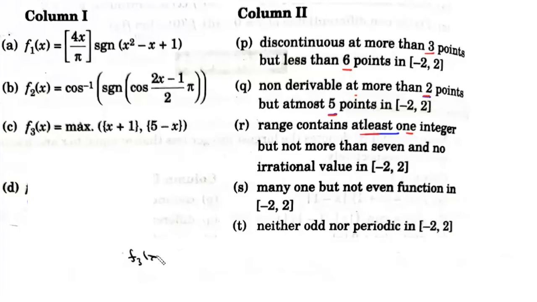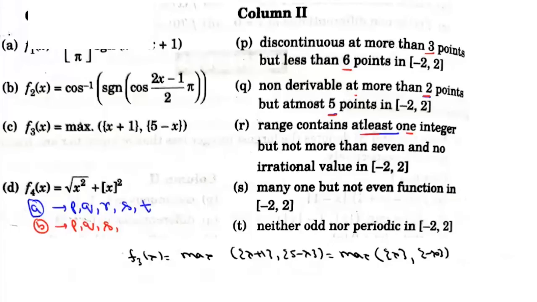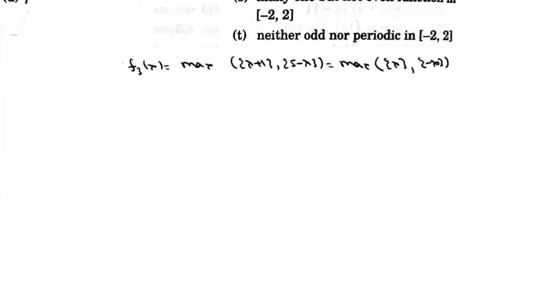Now, f3x is maximum of fractional part of x plus 1 and fractional part of 5 minus x. Now, integer doesn't affect fractional part function. So it will be the maximum of fractional part of x and fractional part of minus x. Now, we'll draw this graph. Both these functions are periodic with period 1. So we'll draw the graph in 0 to 1.